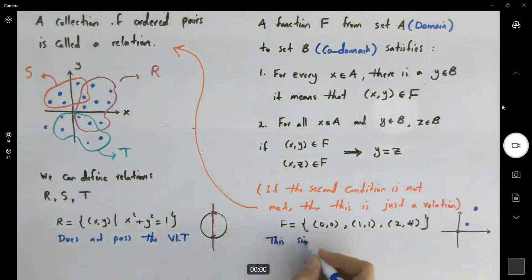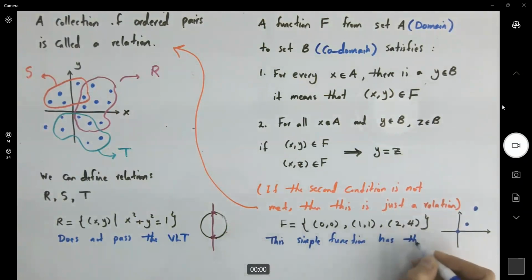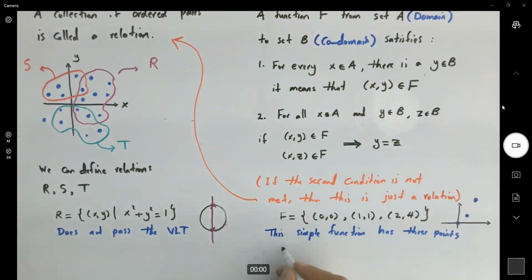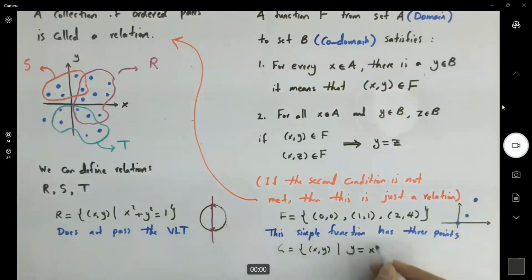This simple function has 3 points. Of course, we're not worried about this. Later on, we can make it more complicated. We can define function g to be the set of all x and y's such that y is equal to x squared. You learned about this before. It's just a parabola. So if you want to graph this function, you have a bunch of points, you graph them, you connect them together, and you have your parabola.